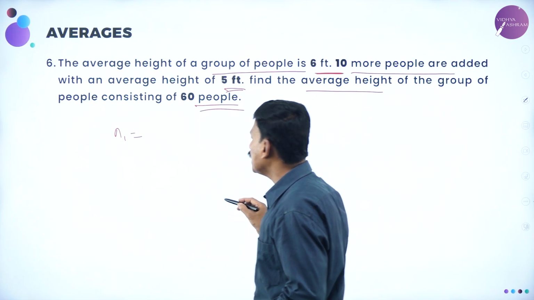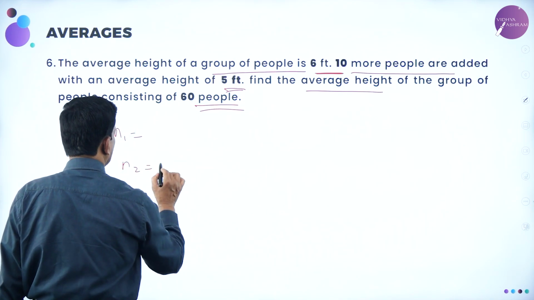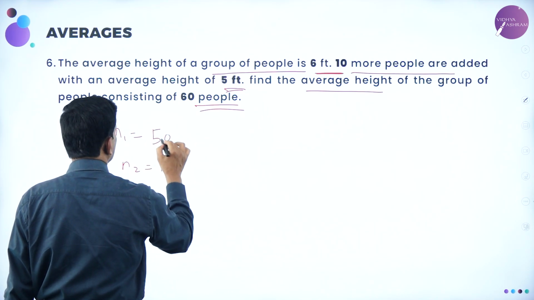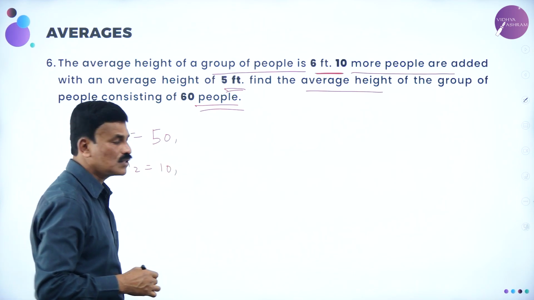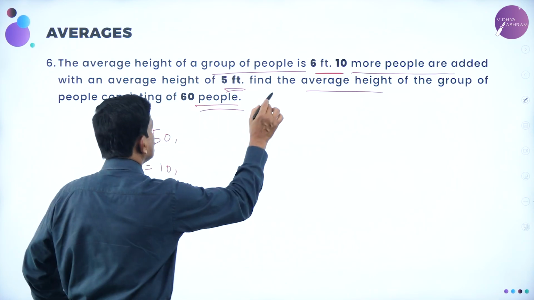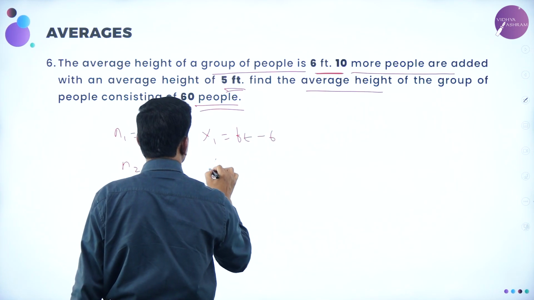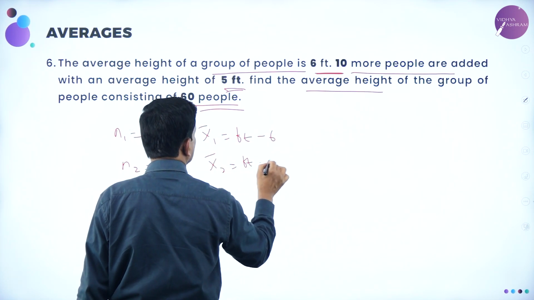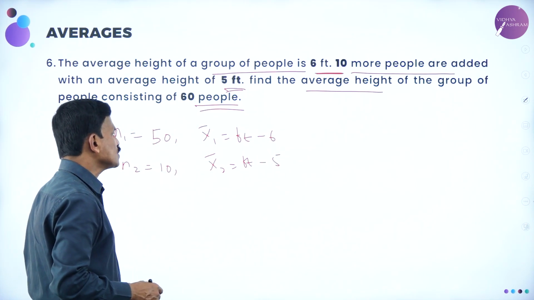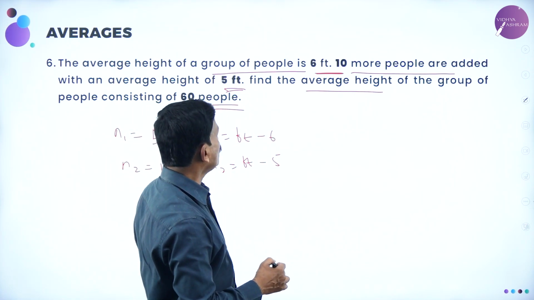Right. Now what is given here? N1 and N2 are given. Let us take N2 as 10. Then 60 minus 10 is N1, that is 50. N1 is 50, N2 is equal to 10, right? What are X1 bar and X2 bar? Here X1 bar is equal to 6 feet, and X2 bar is equal to 5 feet. Now find out the mean. Find the average height of the group.